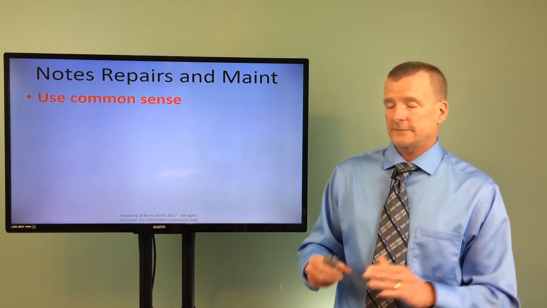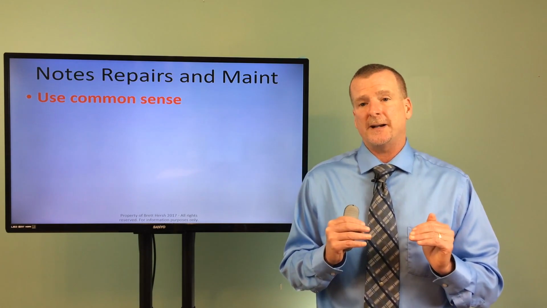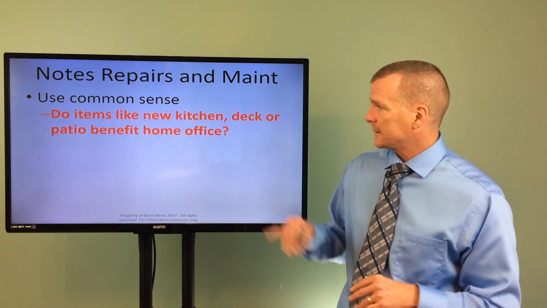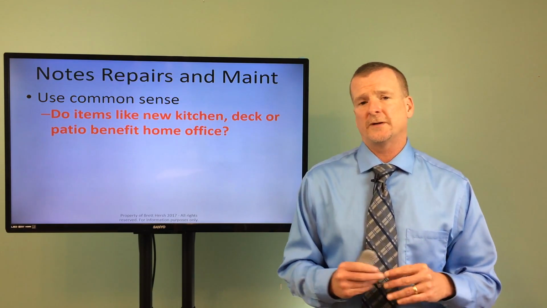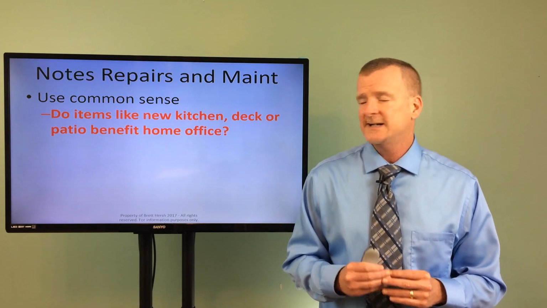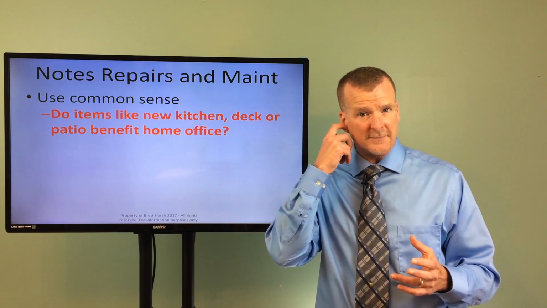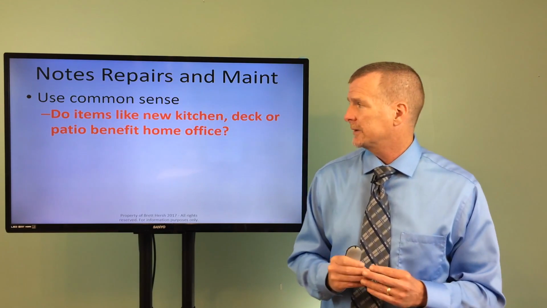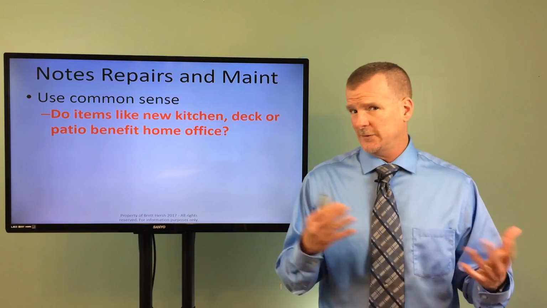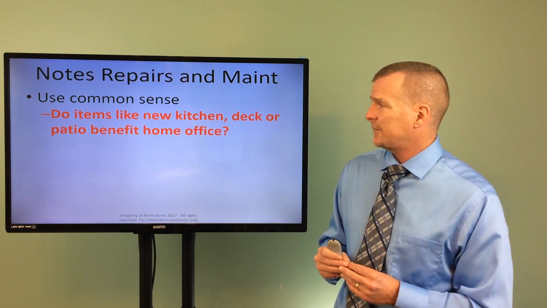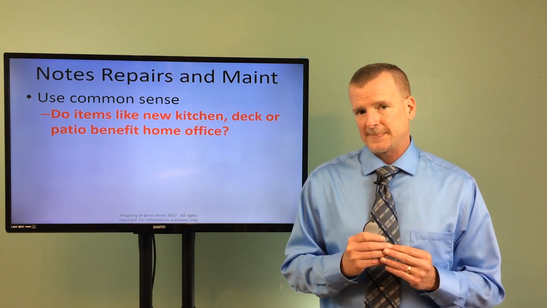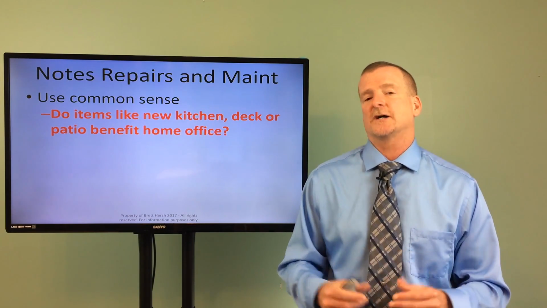See where it goes. Now, final note on repairs and maintenance is use common sense with some of these items, okay? If you renovate a whole new kitchen and you're using part of a guest bedroom for your home office, does that really benefit your home office? Is that really repair and maintenance that you would be able to deduct? Probably, maybe not. Also, like if you put a new deck on your house, does that really impact your home office? No, possibly not. Now, you could make the argument that it increases the value of the home and therefore it should be deductible as part of your home office. However, I don't want you to push.